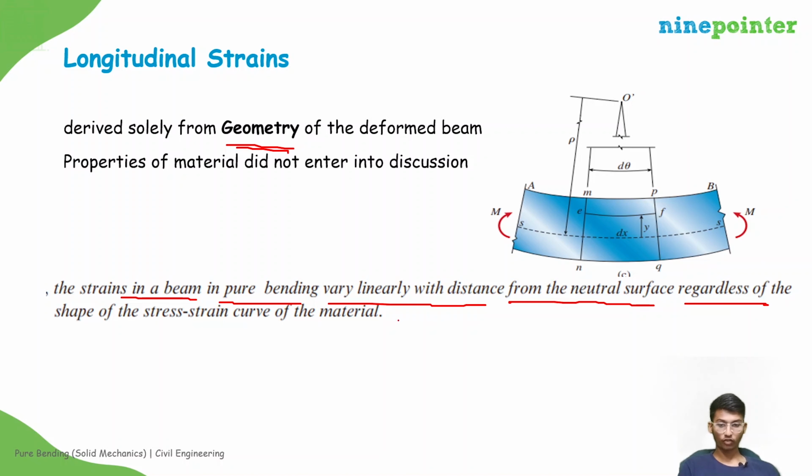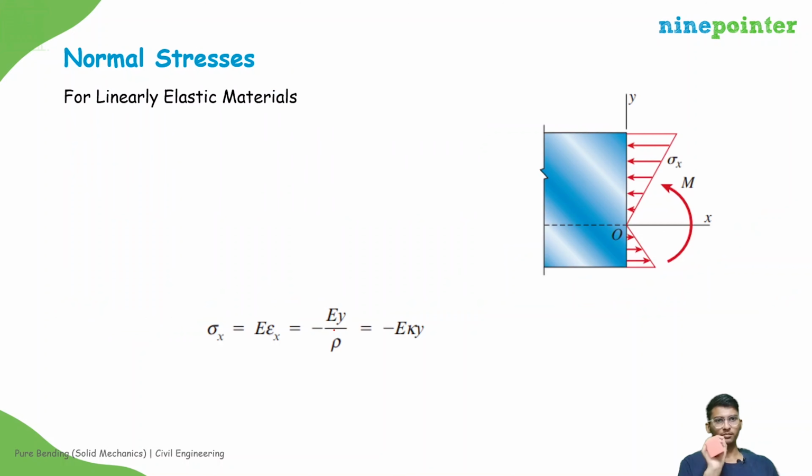So regardless of the shape of the stress strain curve of the material, it is independent of the stress strain curve, whether it is following Hooke's law or not following Hooke's law, doesn't matter. The longitudinal strain is epsilon x is equal to kappa into y in magnitude in the pure bending case. But for normal stresses, the stress strain curve will matter, right? Because epsilon x is independent, but for normal stresses the stress strain relation will matter.